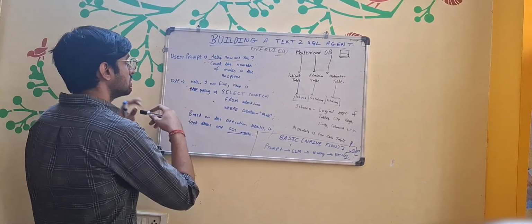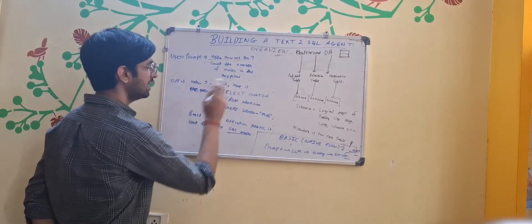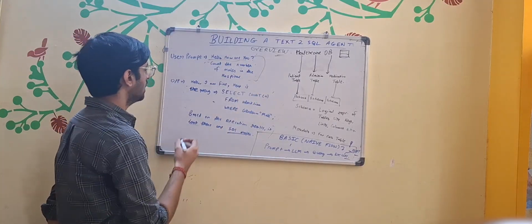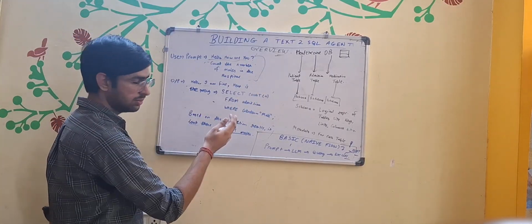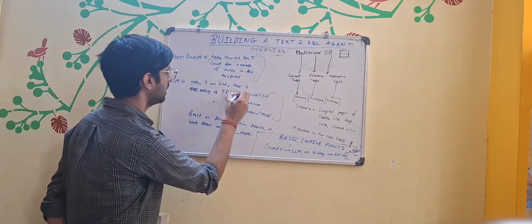Okay, so we have a prompt: "Hello, how are you? Count the number of males in the hospital." Okay, this is the prompt which the user gives us. Now the output should be: "Hello, I am fine. Here is the query: select count star." This is the query we are talking about, and this is the output of this part.